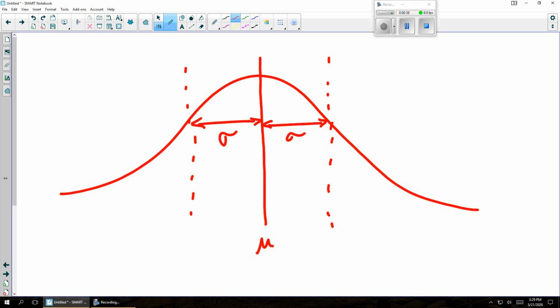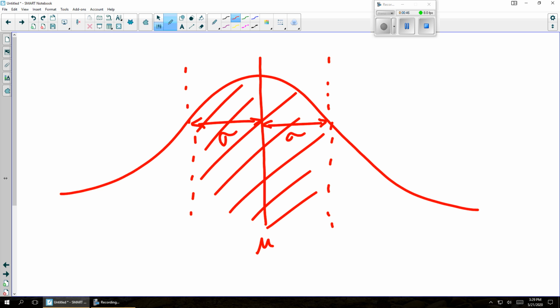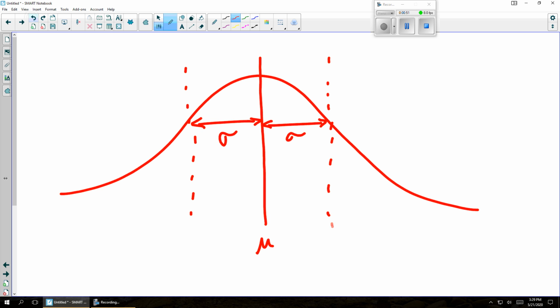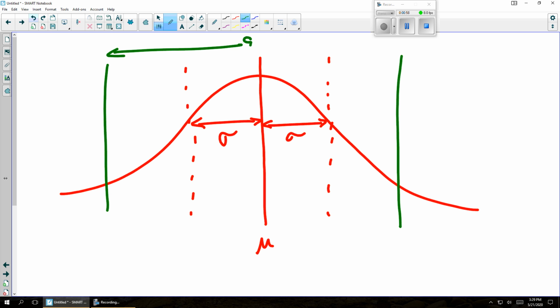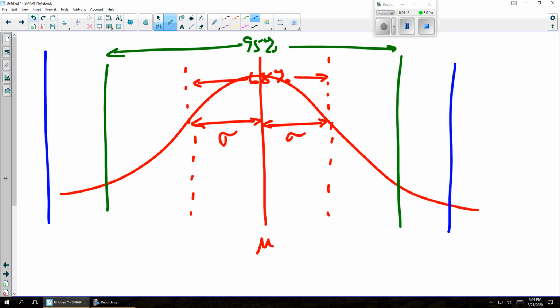In other words, if that curve has an area of 1 or 100% of the data, 68% of the data falls in here within those one standard deviation bars. Likewise, if I count out two standard deviations, I cover 95% of the data, and within three standard deviations is 99.7%. So we have the 68, 95, 99.7 rule. And I'll do this one down here.